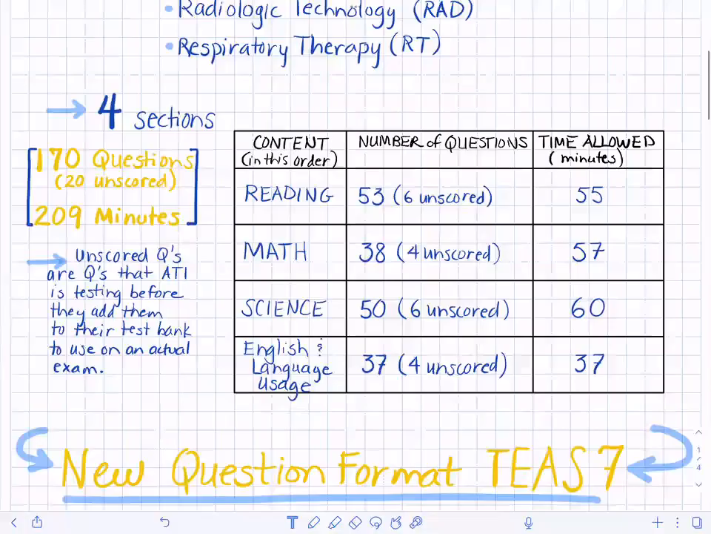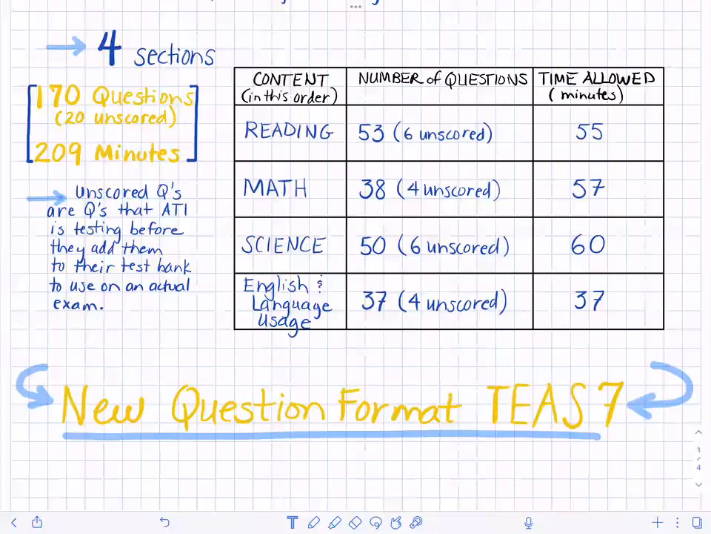The TEAS consists of 4 sections. There are 170 questions total. 20 of those are unscored, and the total time allowed for the TEAS is 209 minutes. Unscored questions are questions that the ATI company is testing before they add them to their test bank to use on an actual exam.